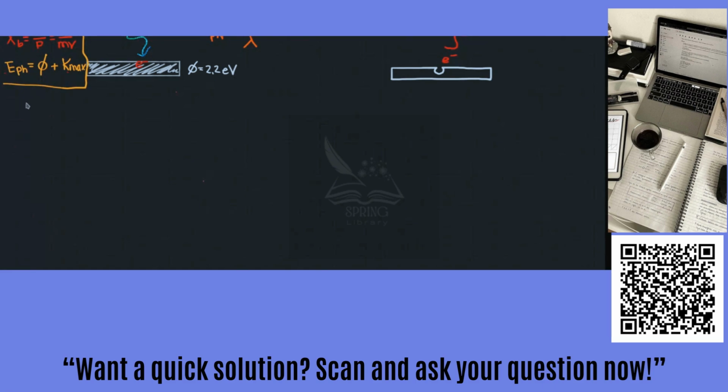So K max equals the energy of a photon minus the work function. I'm just rewriting the equation right here.